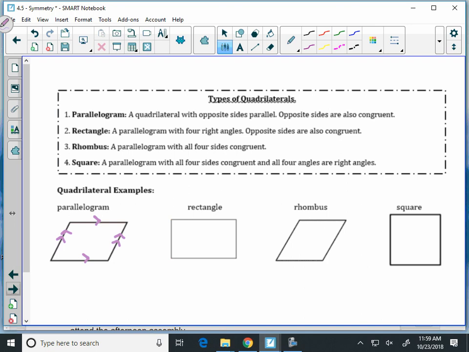Okay? Another really important thing to know about a parallelogram, the opposite sides are the same. So those 2 are the same, and those 2 are the same.